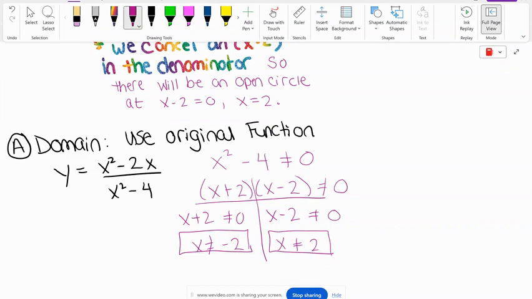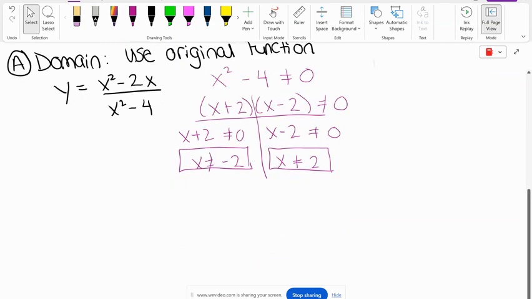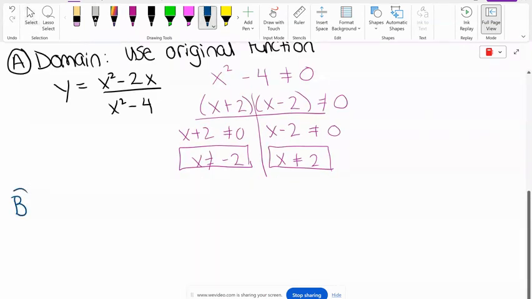So the only category we use the original function on is the domain. Every other category, we use the simplified version. So let's keep going. Part B, vertical asymptote. We're going to use the simplified version.